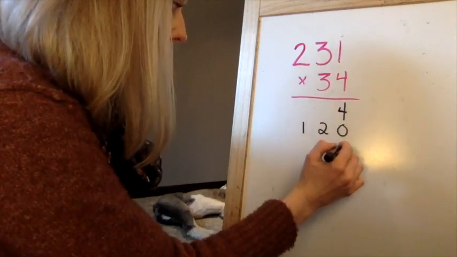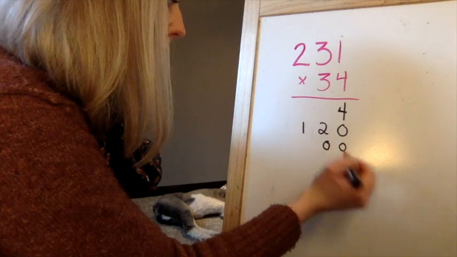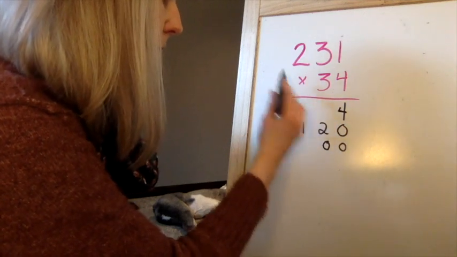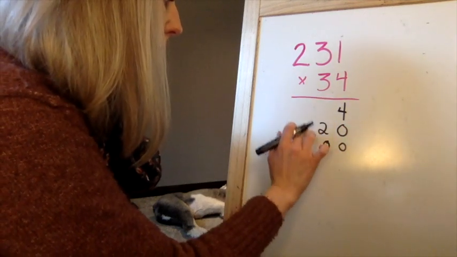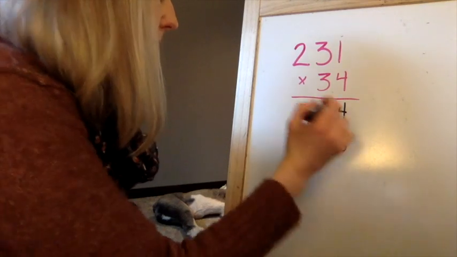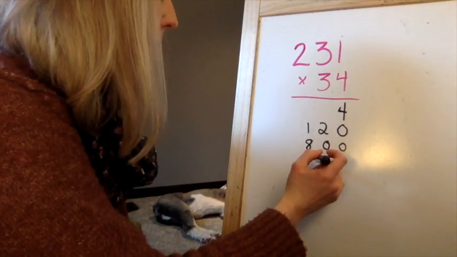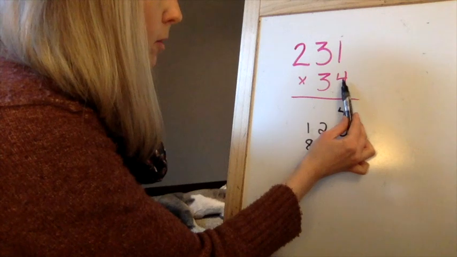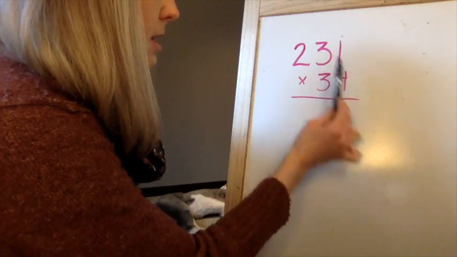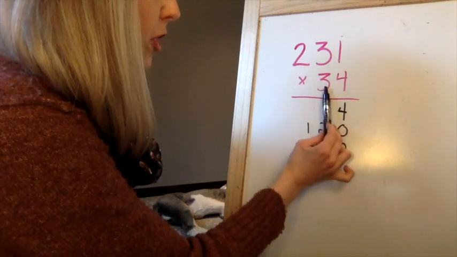4 times 200. We're timesing in the 100. So we put the 2 zeros there and just think 4 times 2 is 8. Just trying to get these in line, but also have enough room for all of the numbers that are coming. So now I've multiplied my 4 by 1 spot, 10 spot, 100 spot. I move on to my 30.